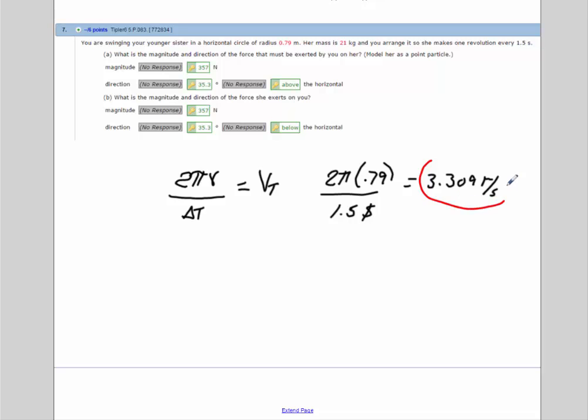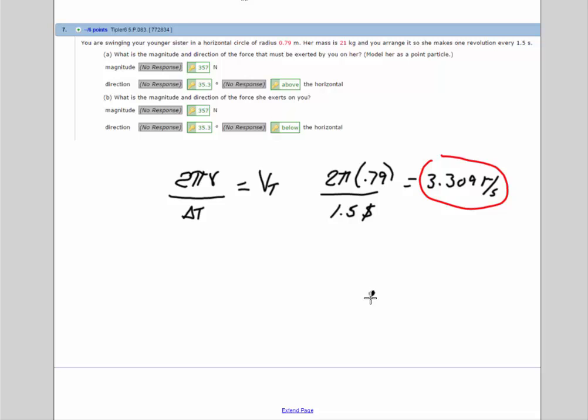Now, one thing you need to realize is when you're swinging someone in a horizontal circle, if you're attached to a rope or attached to their arm, it's impossible for that person to be horizontal, especially when they have mass. So if you look at your free body diagram, what you would end up getting would be something more like this.